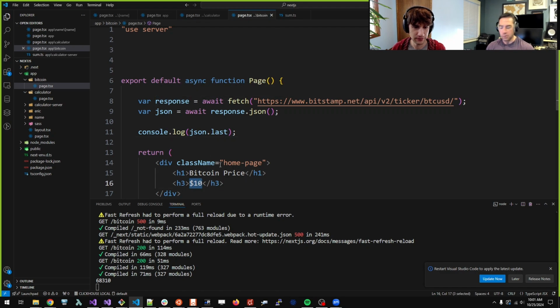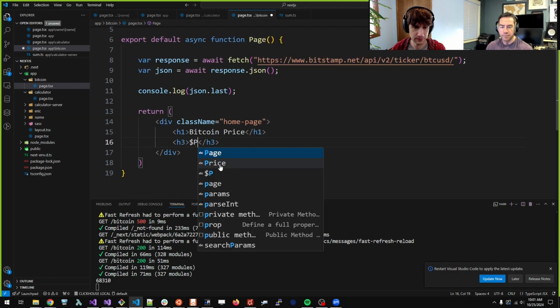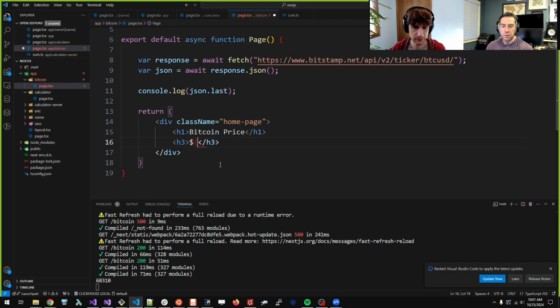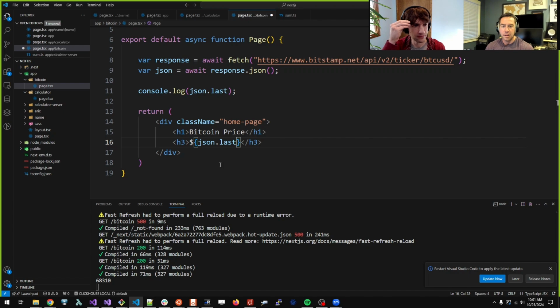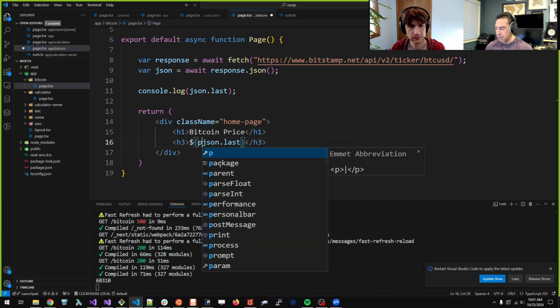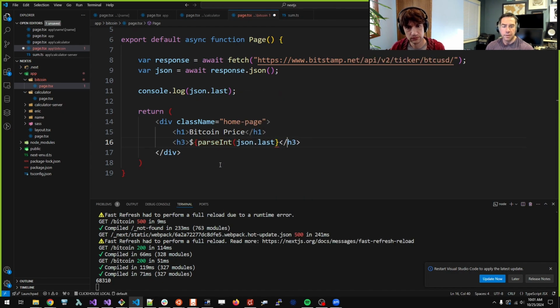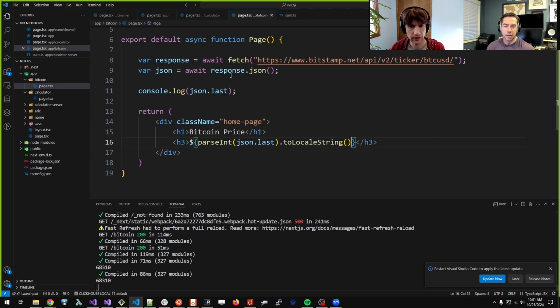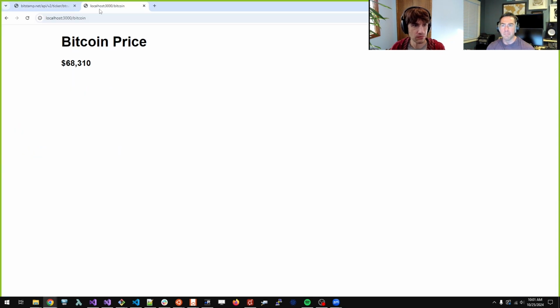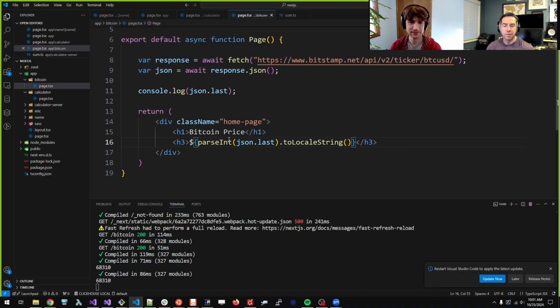So I can do, and so let's be professional. So we'll do JSON.last. And is he already a number? Oh, no, he's a string. So what we could do is we could do like this and then like toLocaleString, right? Yeah. So that we get a nice looking Bitcoin price. Yeah, look at that. And then let's put, so that's our price.